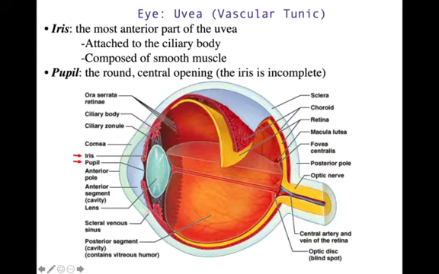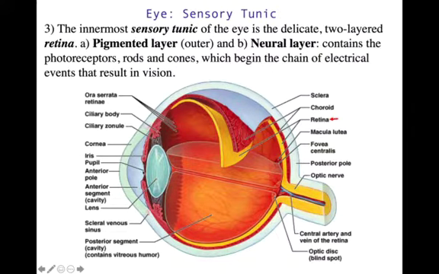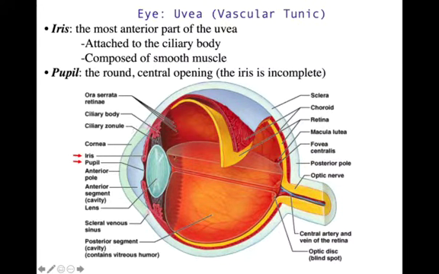So choroid coat, ciliary body, iris right there. Now, before I talk about the function of the iris, notice that the iris is incomplete. There's a hole right there. There's a hole right here. And the name we give that hole, that's known as the pupil. That's the pupil right there.